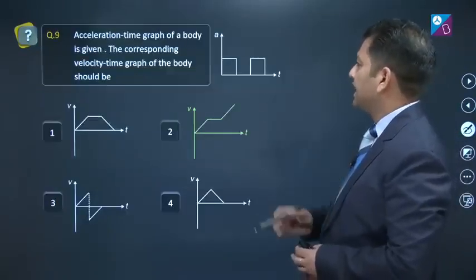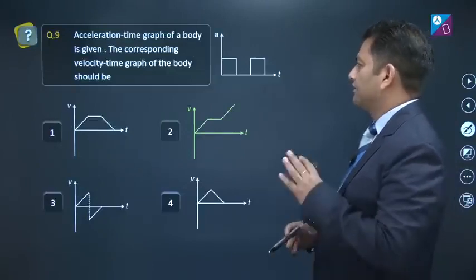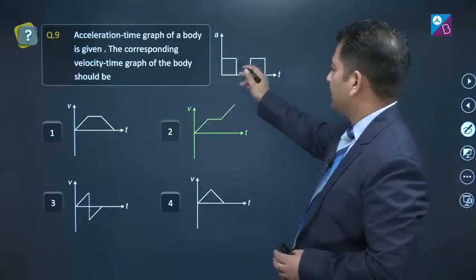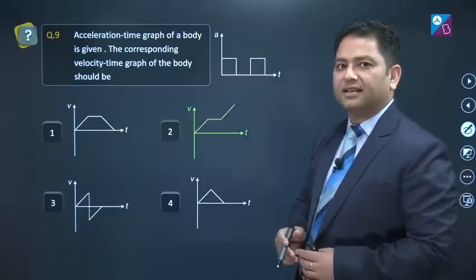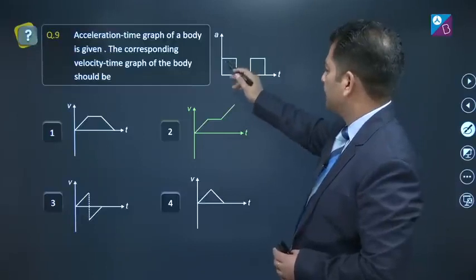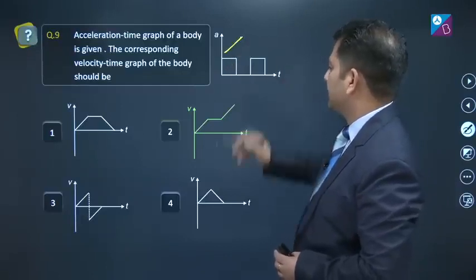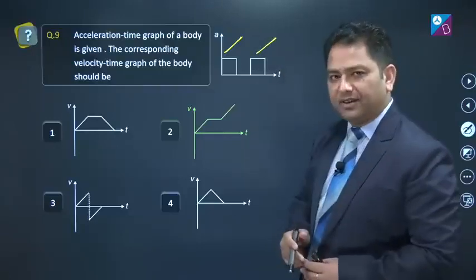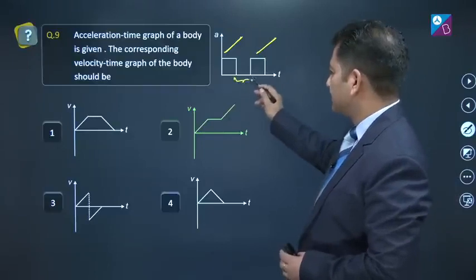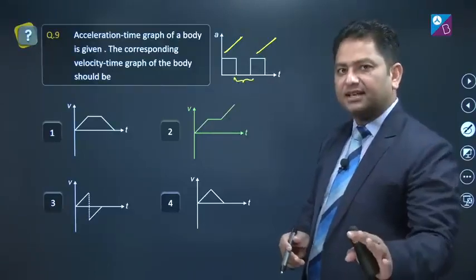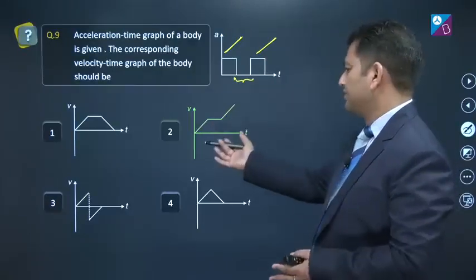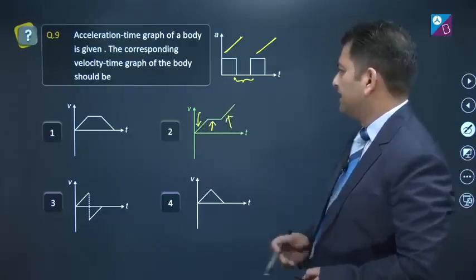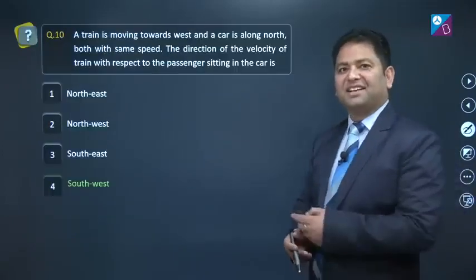Acceleration time graph of a body is given. Corresponding velocity time graph of the body should be. अगर acceleration constant है तो velocity will be linear. Because the acceleration is positive, velocity will be linearly increasing. और जहाँ acceleration will be 0, velocity will be constant. So let's see, where is there? Option number 2, velocity linearly increasing, then constant, then linearly increasing. Question number 10, let's move.